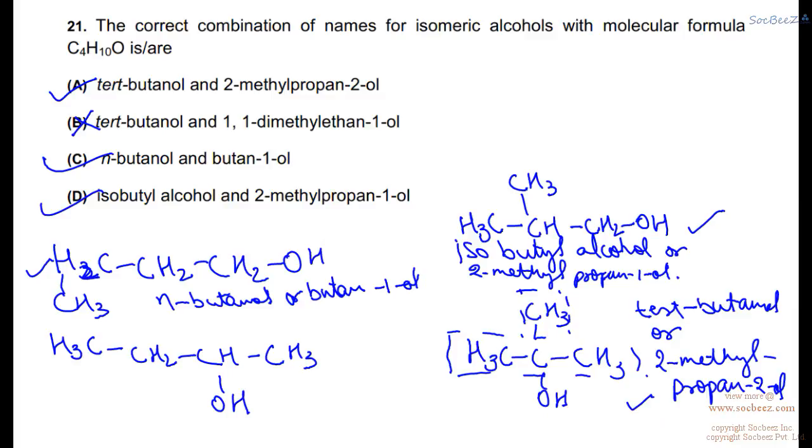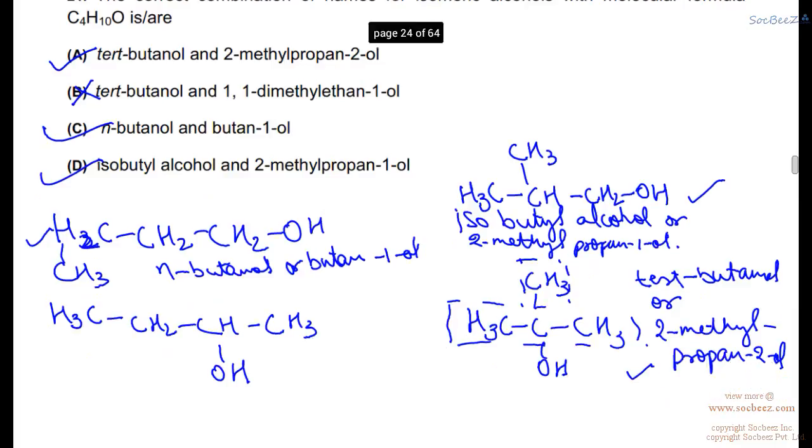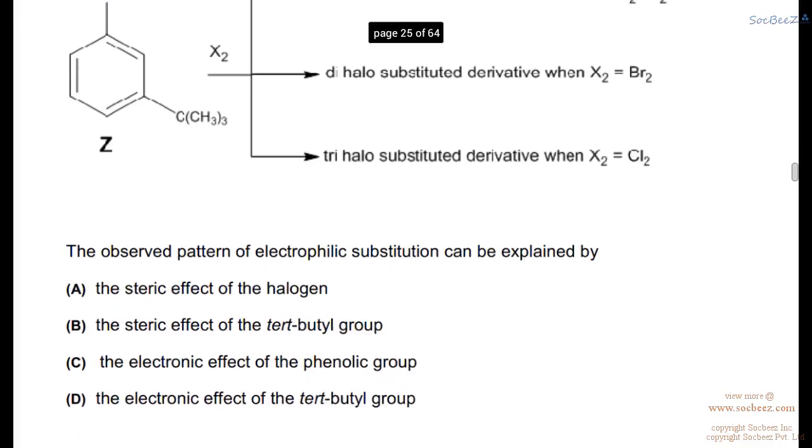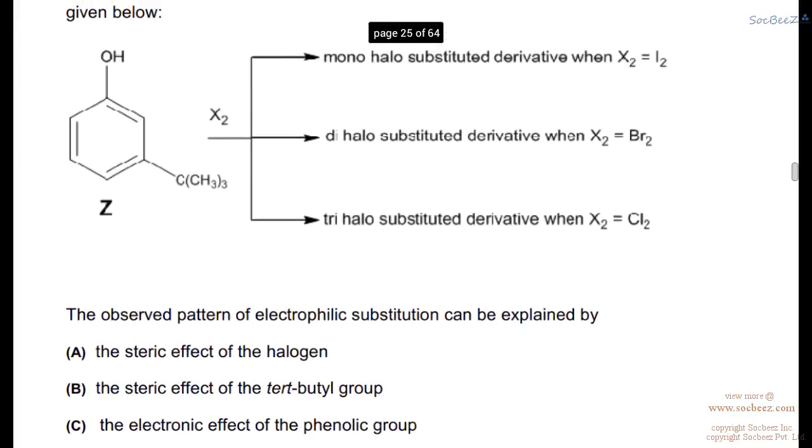So now let's move on to another question. The question states that the reactivity of compounds Z with different halogens under appropriate conditions is given below. It is monohalo substituted derivative when X2 equals I2. It is dihalo substituted derivative when X2 equals Br2. It is trihalo substituted derivative when X2 equals Cl2. Well, from here we can easily see that as the bulkiness of halogen increases, the substitution decreases.